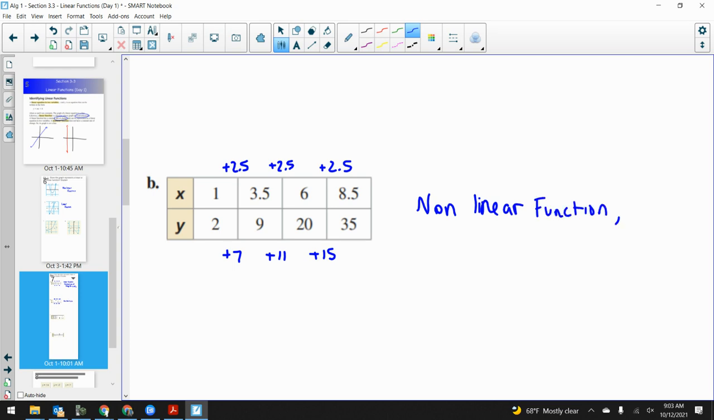Now, why is it not linear? Well, how do we word this? Nonlinear function because there is not a constant rate of change. That's it. Not a constant rate of change in the y values. Not a constant rate of change in y. You have to tell me which one makes it not linear. What negates it from being linear? Is it the x values or is it the y values?